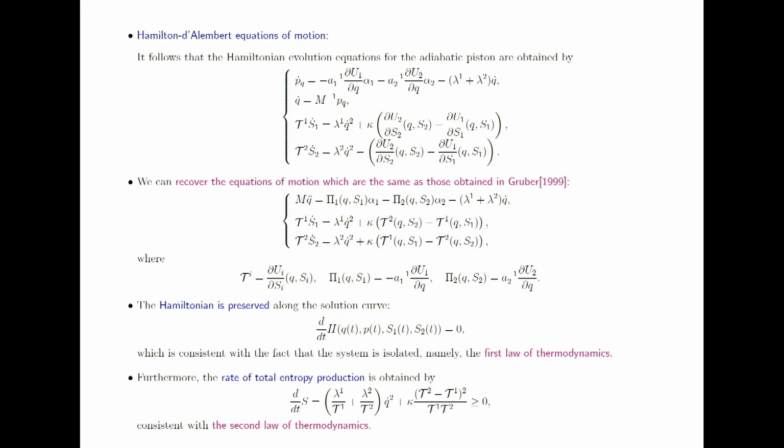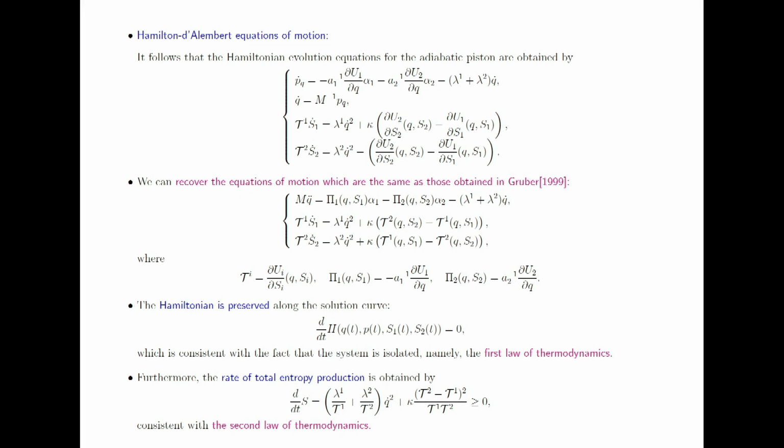From the Hamiltonian evolution equations, we get these equations. Eliminating P, we can recover the equations of motion, which are the same as those obtained in Gruber. So this is the correct answer. And again, the Hamiltonian is preserved in this context. We do not have external force, so the system is isolated, so the total energy, which is the Hamiltonian, is preserved.